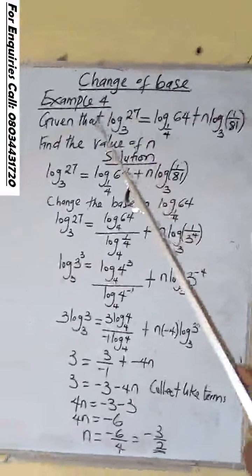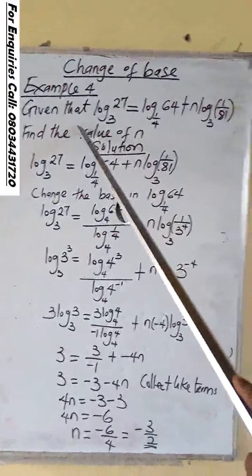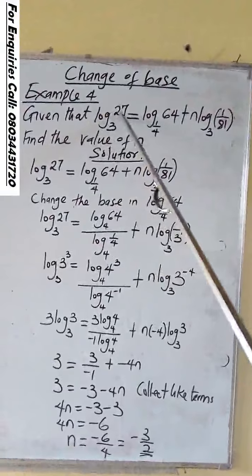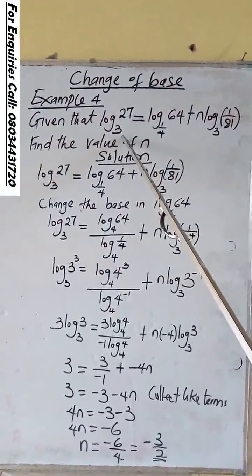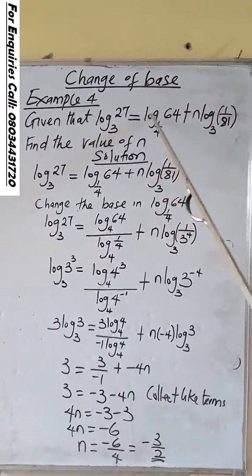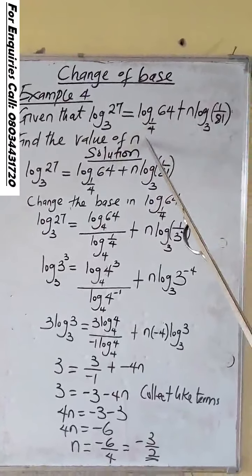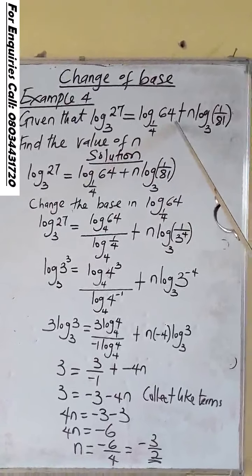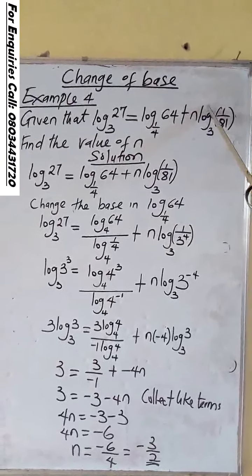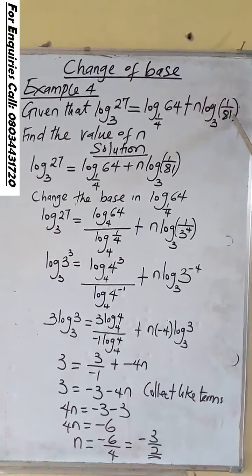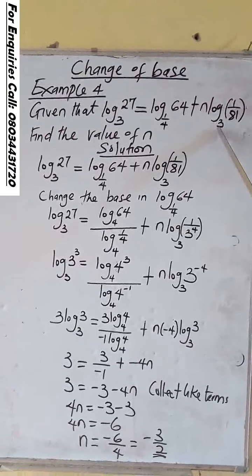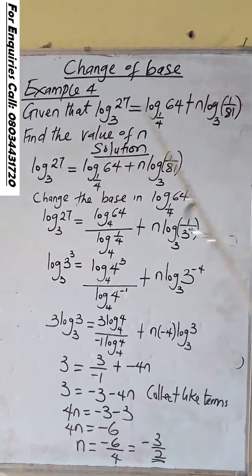Change of base, example 4. Given that log 27 base 3 is equal to log 64 base 1/4 plus n log 1/81 base 3. Find the value of n.